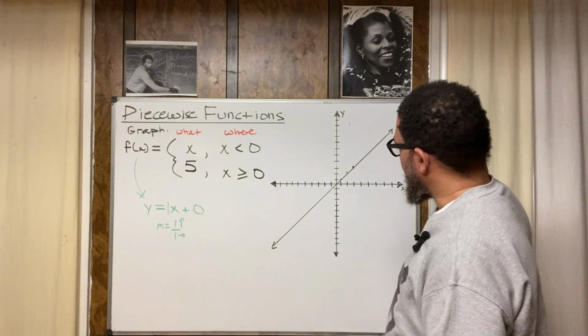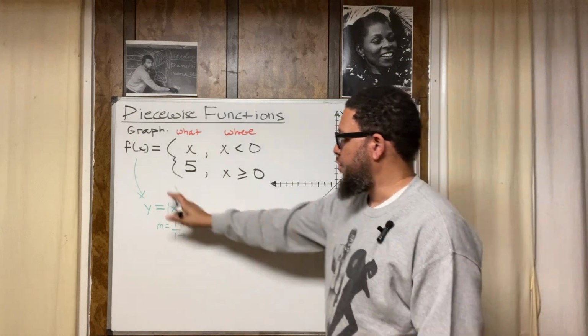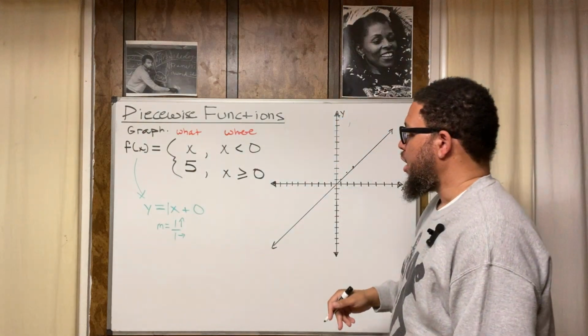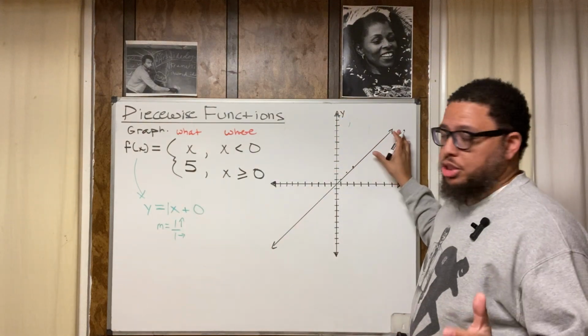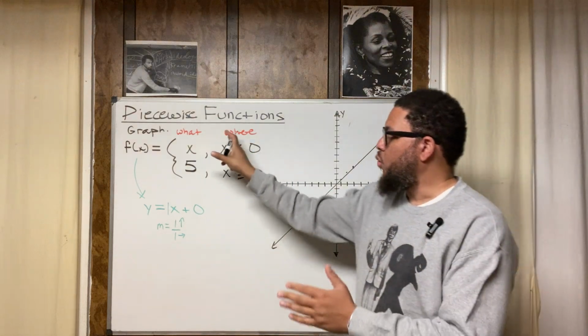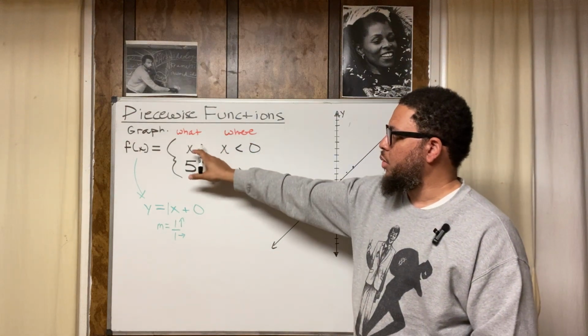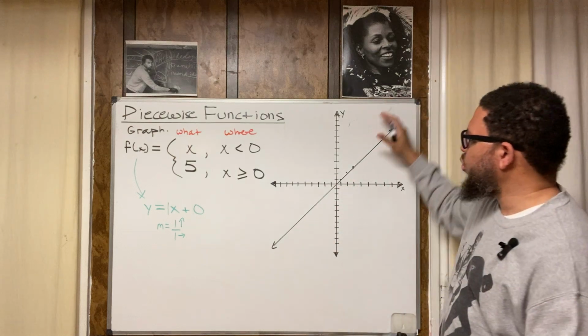All right. So now you got this line right here. This is f of x equals x. Under normal circumstances, we would just rock with this. But again, where is it at though? We only want a piece of this function. We don't want the whole thing.